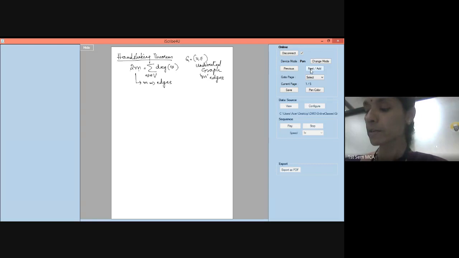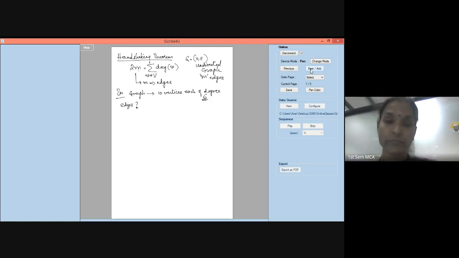Now I'll give an example so it will become clear to you. If a graph has 10 vertices, each of degree 6, how many edges are there? Can you tell me? If a graph has 10 vertices, each of degree 6, how many edges are there? Can anyone tell me, using this theorem?